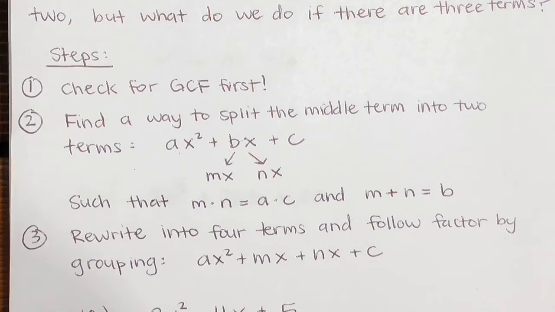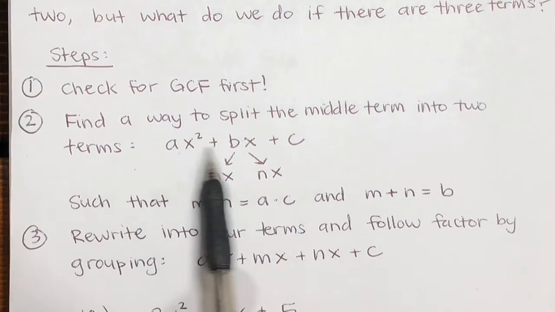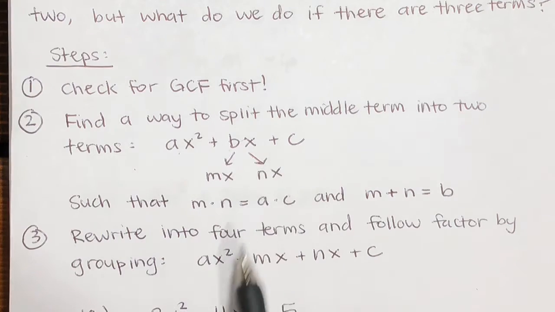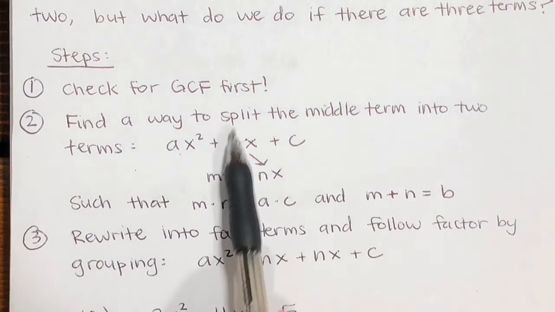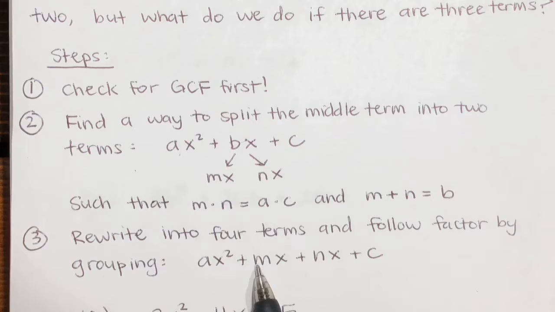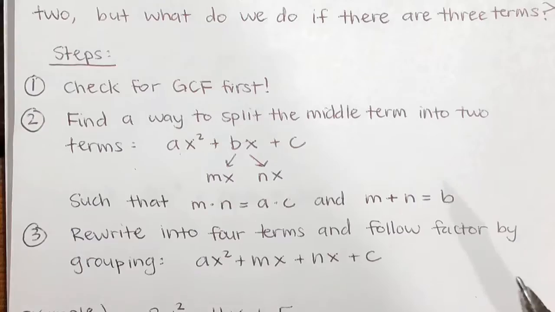And then once we find what those numbers are, we're going to split or rewrite this trinomial with 3 terms into 4 terms. So we're taking that bx and writing it as mx and nx so that we have 4 terms. And then once you have 4 terms, you can do your 2 groups of 2 and follow the factor by grouping that we did last time. So let's look at some examples and it will make more sense.